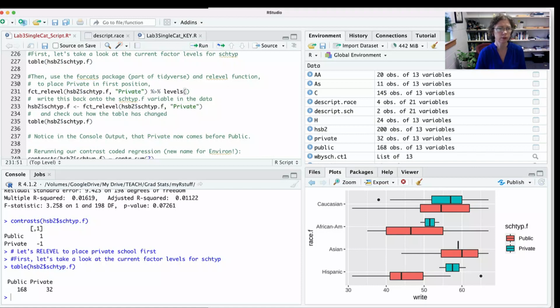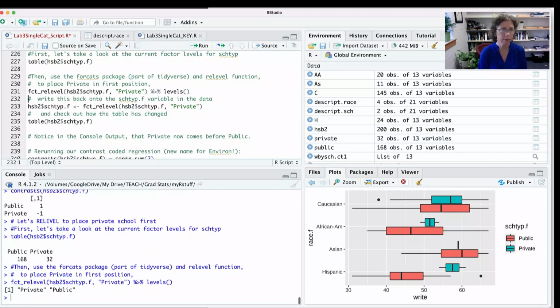First, I'll run this factor relevel of the HSB dataset school type.f variable, moving the group private to the front as levels. So it moved private up to the front there. But I need to keep this. I want to write it back onto that variable. Right now I see it in the console, but I need it to take effect in the data set itself.